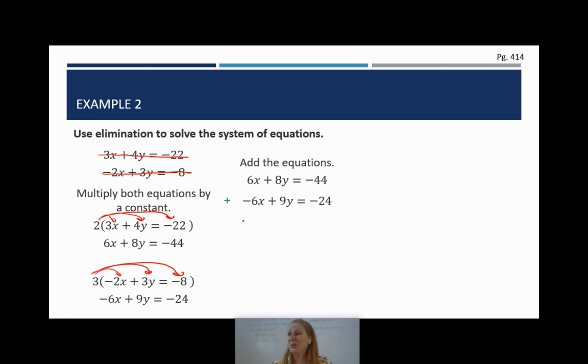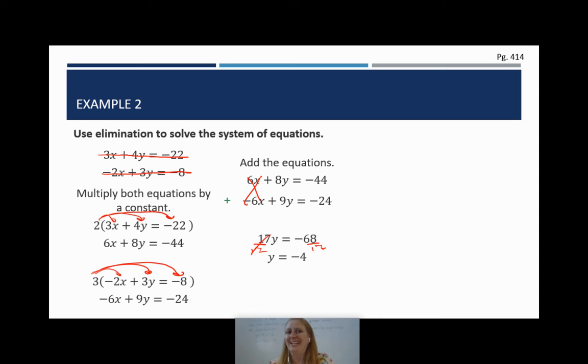And we deliberately created opposites here. So 6x minus 6x, goodbye, have a nice life. 8y plus 9y is 17y, and negative 44 minus 24 is negative 68. I'm going to go ahead and divide both sides by 17. I hope that works. That seems like an awful number. I'm going to grab my calculator. Negative 68 divided by 17 equals, oh, it actually worked out nice. It equals negative 4. Yay.